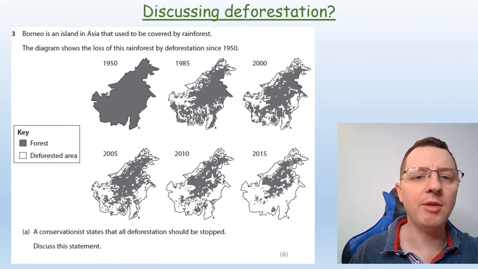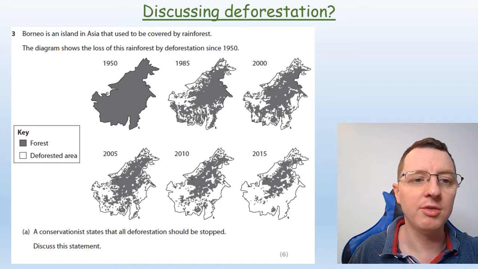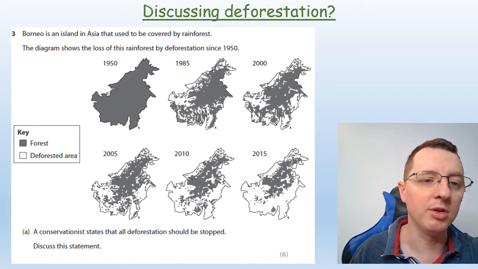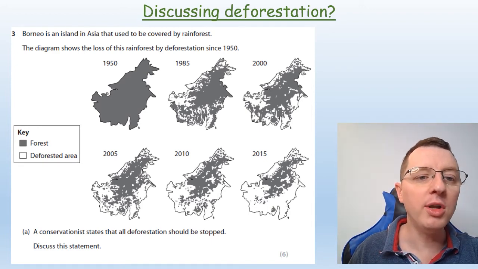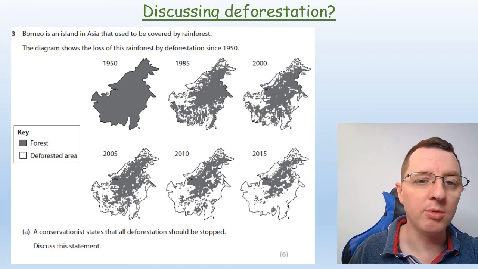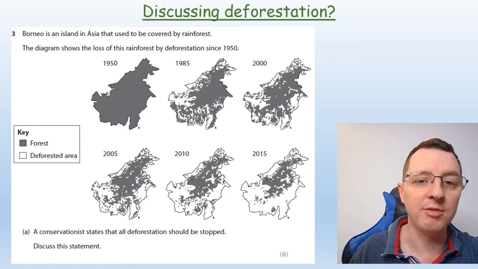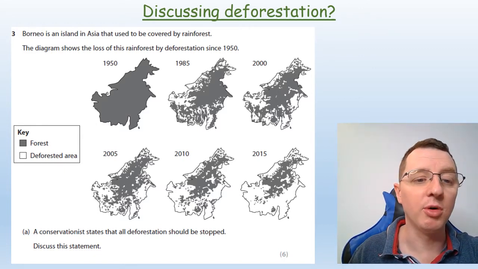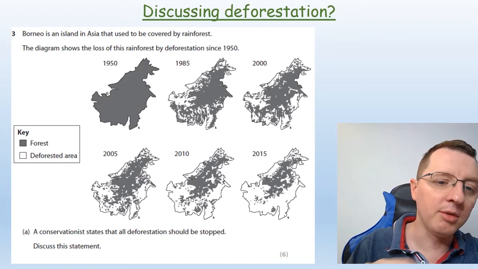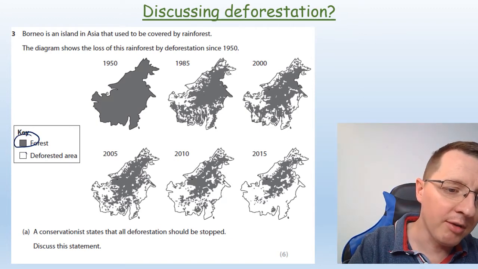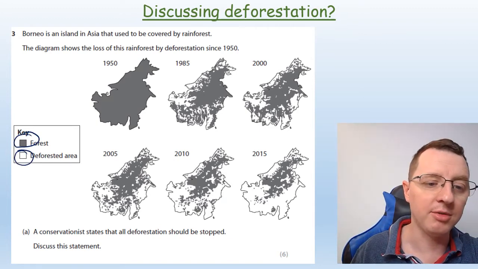So let's just have a little think about discussing deforestation. Here I've got an exam question for you to try. Borneo is an island in Asia. It used to be covered by rainforest, and the diagrams show the loss of this rainforest by deforestation from 1950. You've seen this diagram at the top of this video. You can see we've got the dark forested area and the white deforested areas.